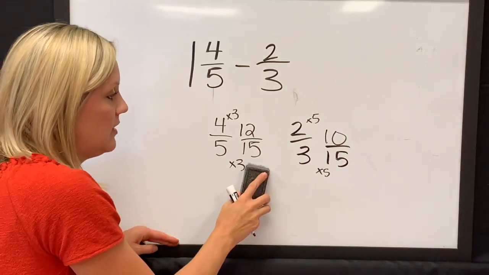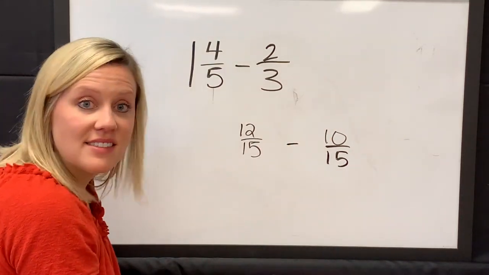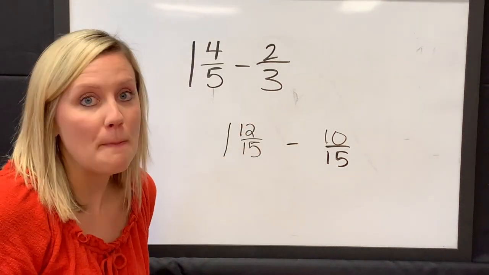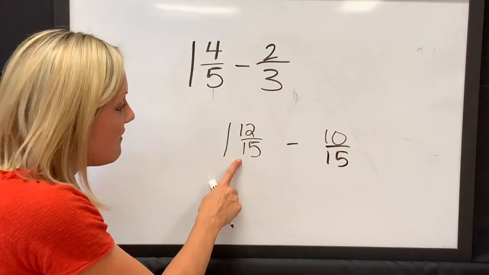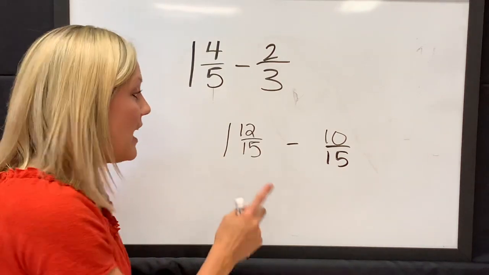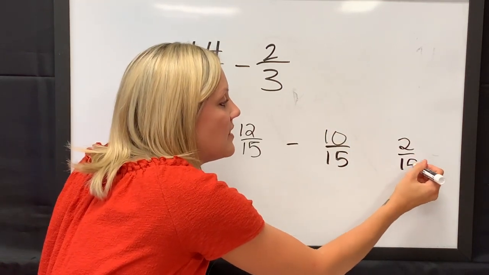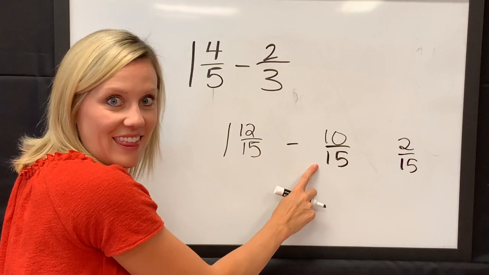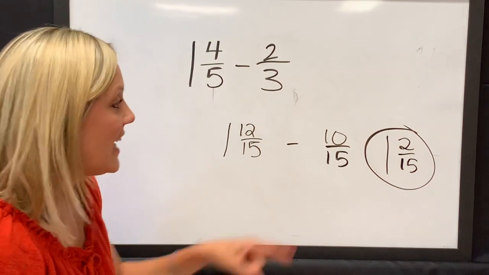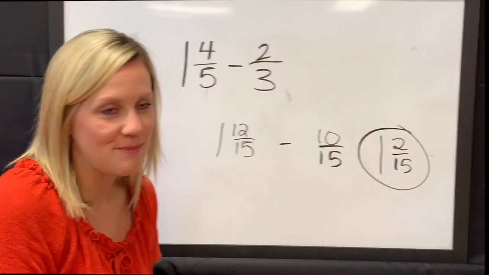So I have 12 fifteenths minus 10 fifteenths. And I can't forget about this 1 that I had up here. It's actually 1 and 12 fifteenths minus 10 fifteenths. So I have enough fifteenths here to take away 10. So I don't even need to bother with that whole number. I'm just going to say 12 fifteenths minus 10 fifteenths would give me 2 fifteenths. And then 1 minus nothing is 1. So my final answer is 1 and 2 fifteenths. I can't reduce that 2 fifteenths. It is all good to go. Okay, we're going to do one last problem.